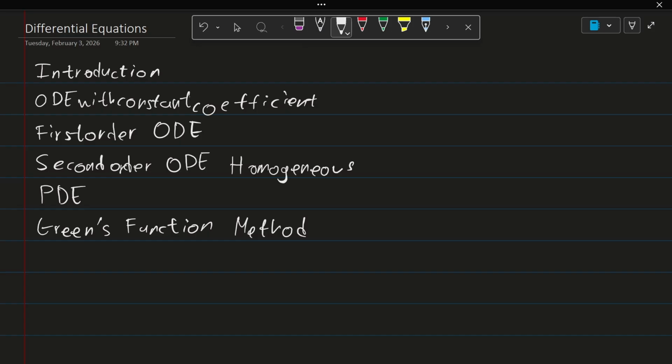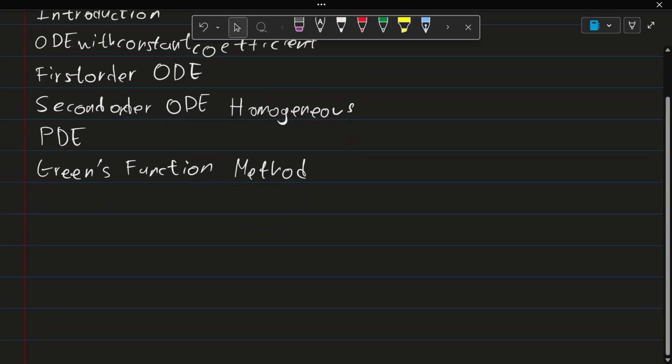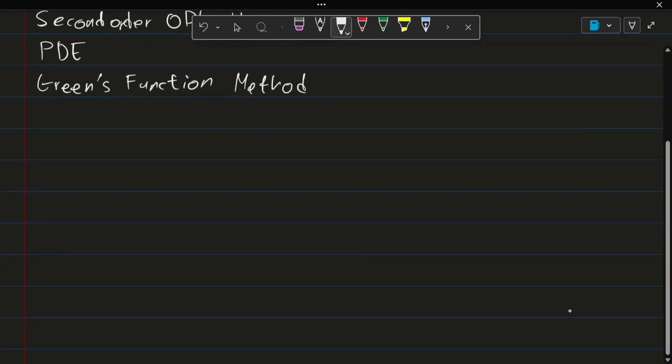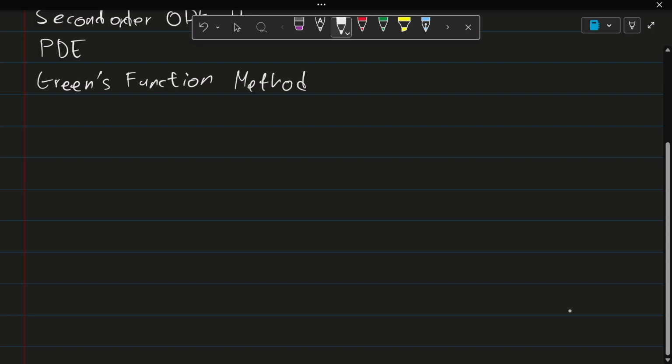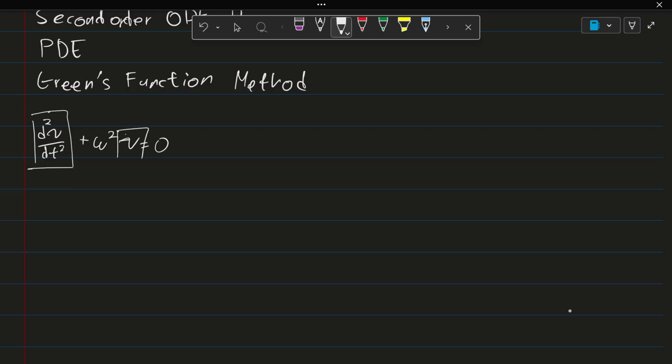So let's talk about what a differential equation is in the first place. Like I said, if you have a function, let's say v, which is related to another function, so let's say d squared v over dt squared plus omega squared v is equal to 0. This is what we call a differential equation, since it relates a derivative with the original function.